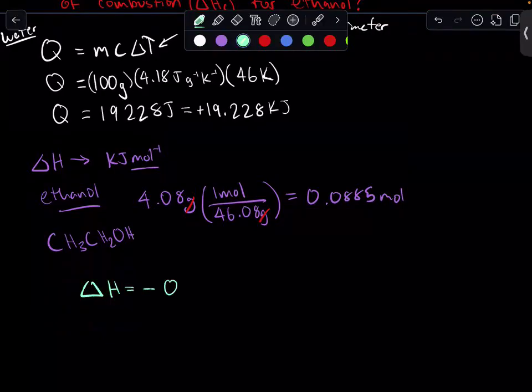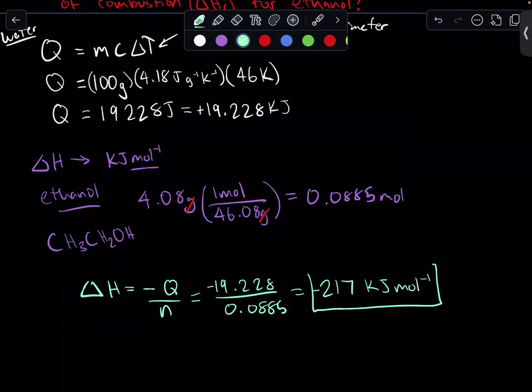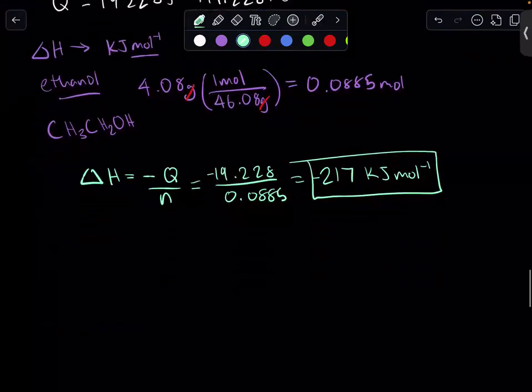All right, so now I'm finally ready to figure out delta H. Delta H is equal to negative Q over n. And I don't have to divide by 1,000 because I did that already. And I get a final value of negative 19.228 divided by 0.0885, which gives me negative 217 kilojoules mole inverse. And that is my enthalpy of combustion for ethanol in this reaction.